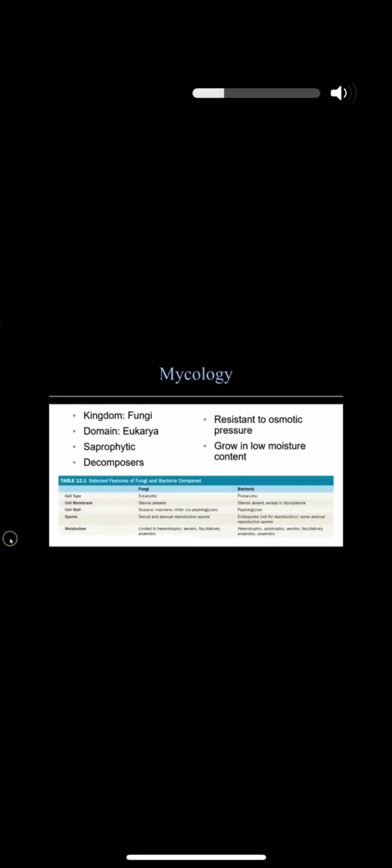Chapter 12, Mycology. Mycology is the study of fungi, the diseases they cause, and their unique traits. All fungi, as you know, are in kingdom Fungi and domain Eukarya. They are decomposers, just like bacteria are decomposers. They decompose the dead bodies of other organisms and release the organic molecules back into the environment.